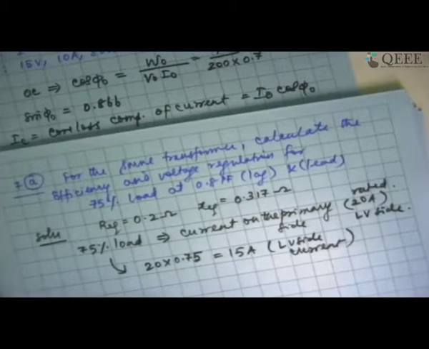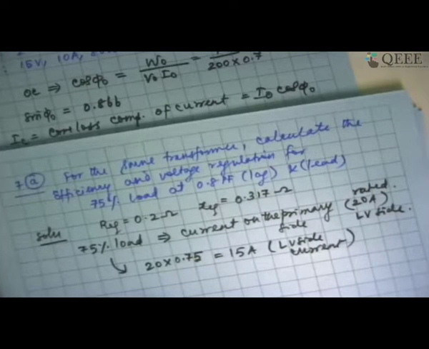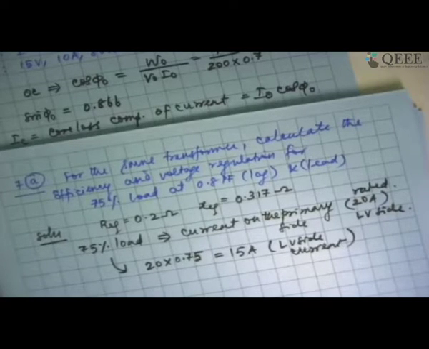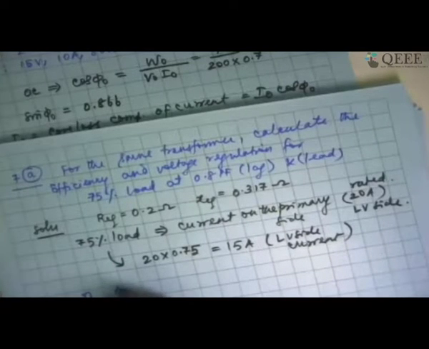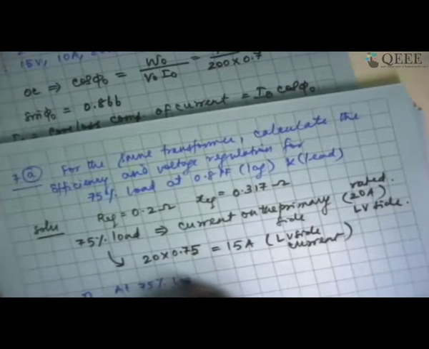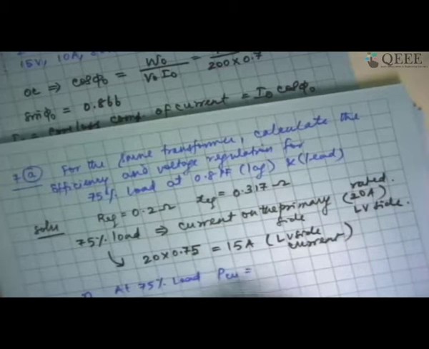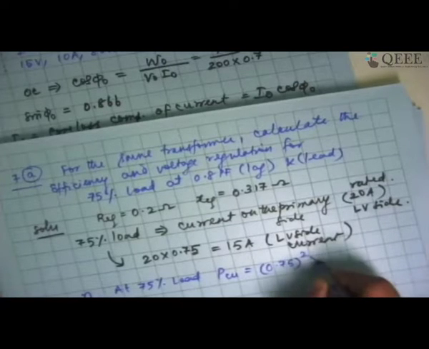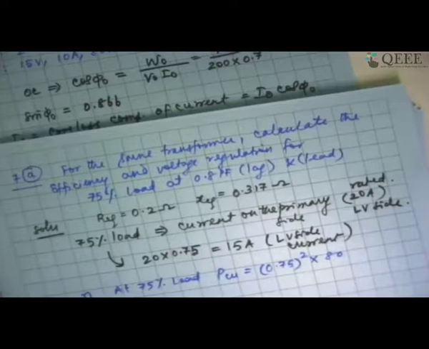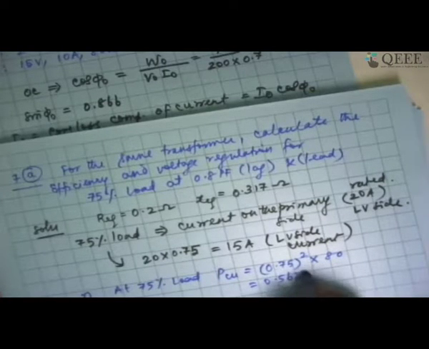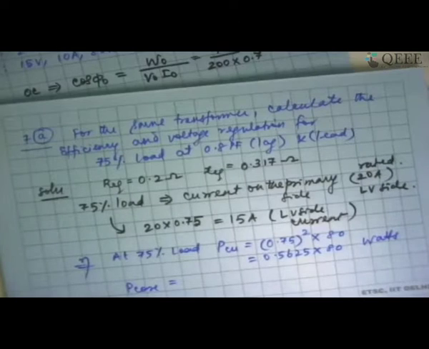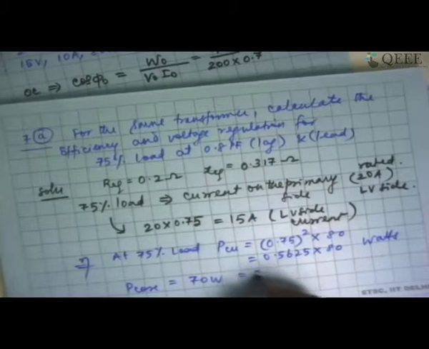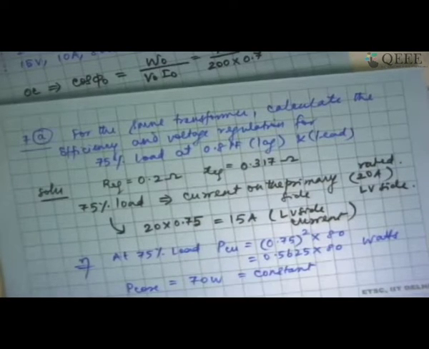Now with this, we should be able to calculate whatever is our value of efficiency. So first of all, let us calculate efficiency. At 75% load, PCU will be equal to 0.75 whole square multiplied by 80 watts. So that is 0.5625 multiplied by 80 will be the same. Core loss will not change. So core loss is 70 watts. This is a constant. There is no difference.